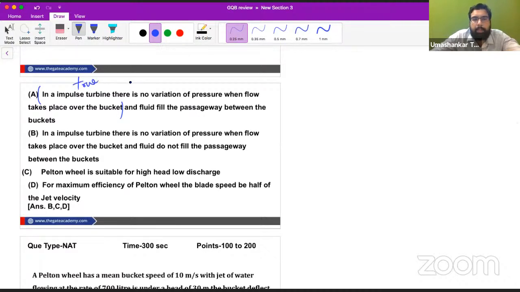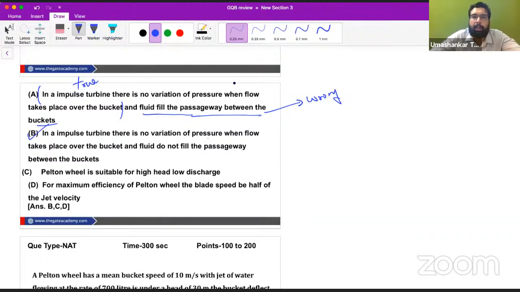We know in an impulse turbine there is a nozzle, so all the pressure energy is converted into kinetic energy before the fluid enters the turbine, and the fluid fills the passageway between the buckets. So this is wrong, beta. Because if it fills the whole passageway, definitely the pressure will change. So what is correct? In an impulse turbine, there is no variation of pressure when flow takes place over the bucket, and the fluid does not fill the passageway between the buckets.